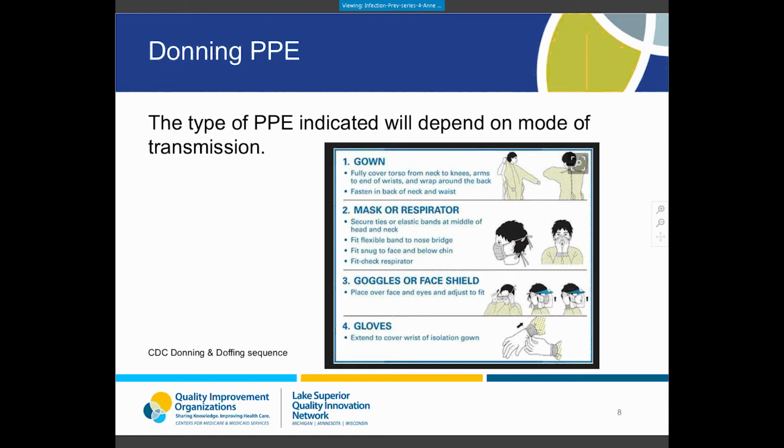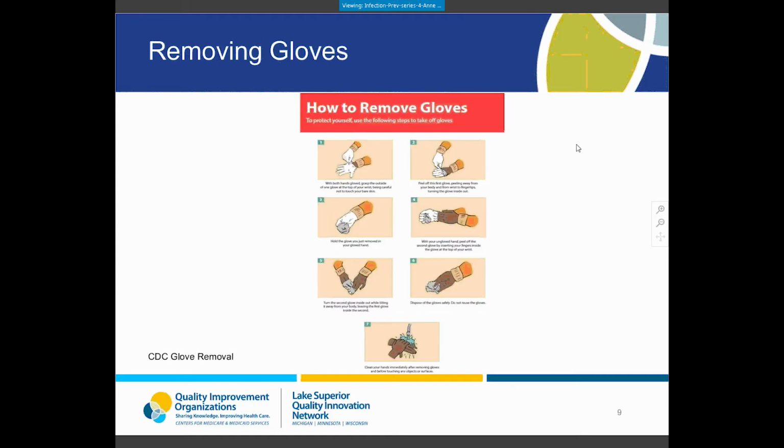Next, use your mask, goggles, or face shield if indicated. That would be if there's a risk of splash or spray. And be sure to cover all mucous membranes, not just the eyes. These again need to be secured appropriately for whatever you're using. Gloves are last and should cover the wrist of your isolation gown.